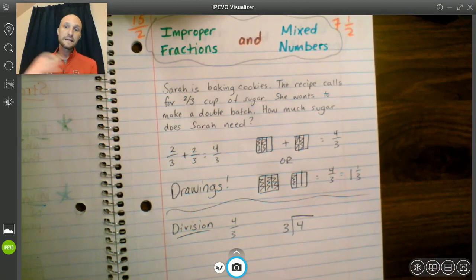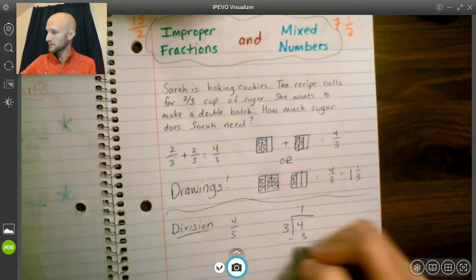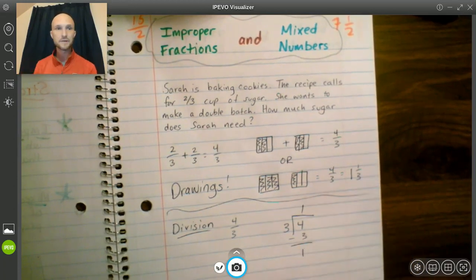So I'm thinking, okay, I have 4. How many full sets of 3 can I make? Well, I can make 1 set of 3 out of that 4. So I'll subtract 3, and I have remainder 1.